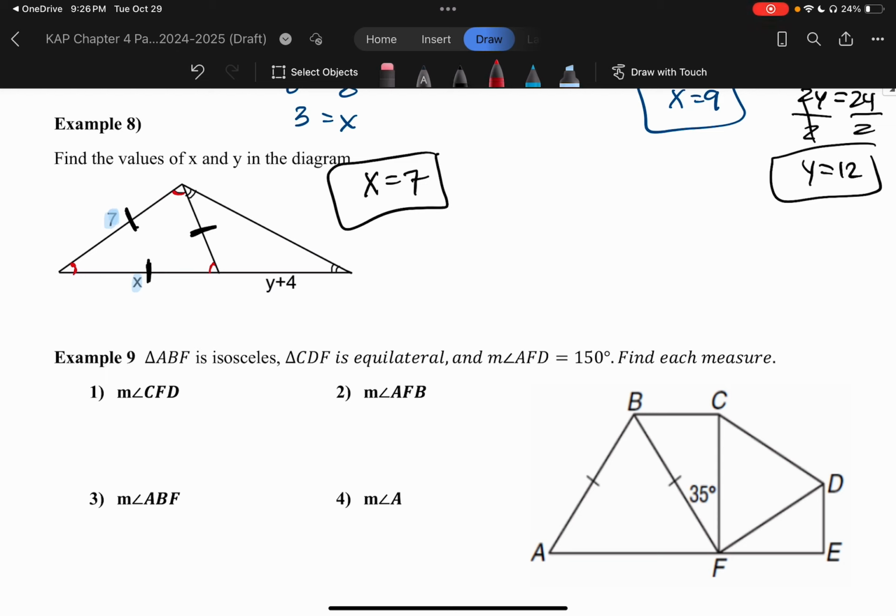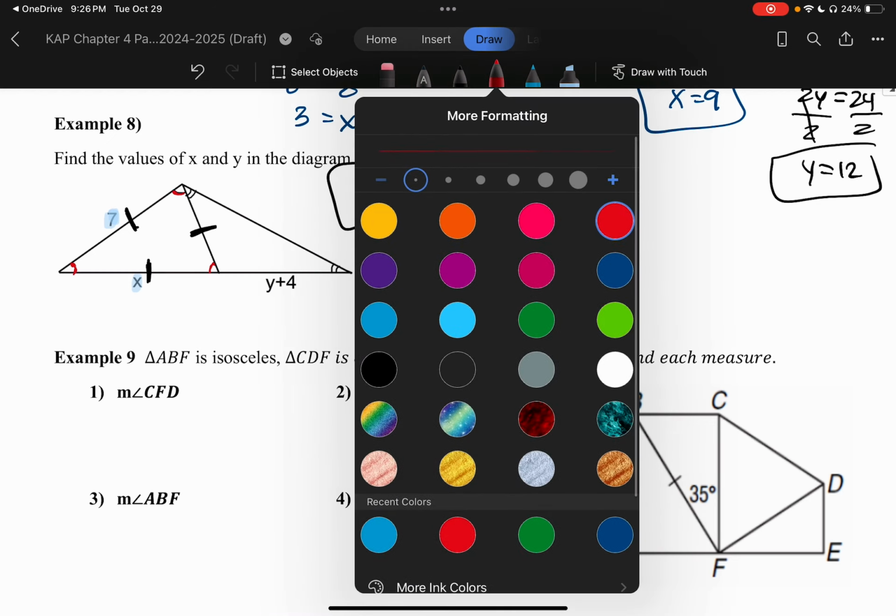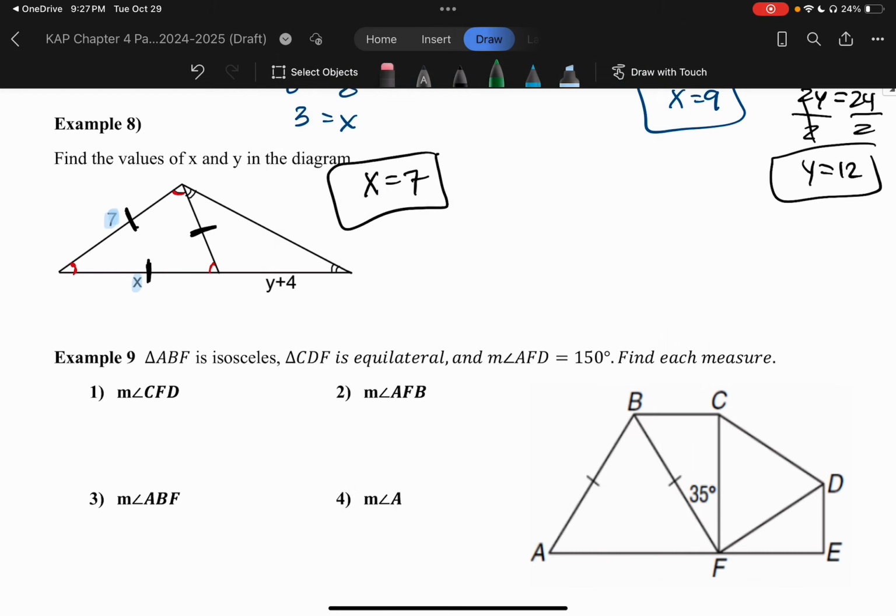Okay, and as you do these pictures, whenever there's more than one triangle in the diagram at a time, think of it as a puzzle. The more pieces you fill in, the easier it's going to be to see what's going on. So if this side here is 7, that means this side here is 7 and this side is 7.